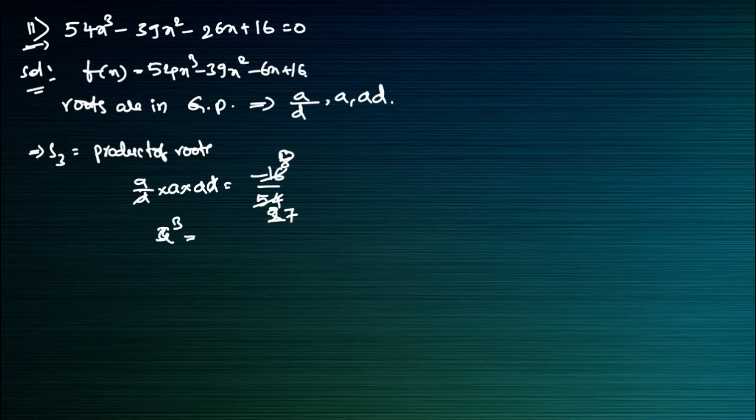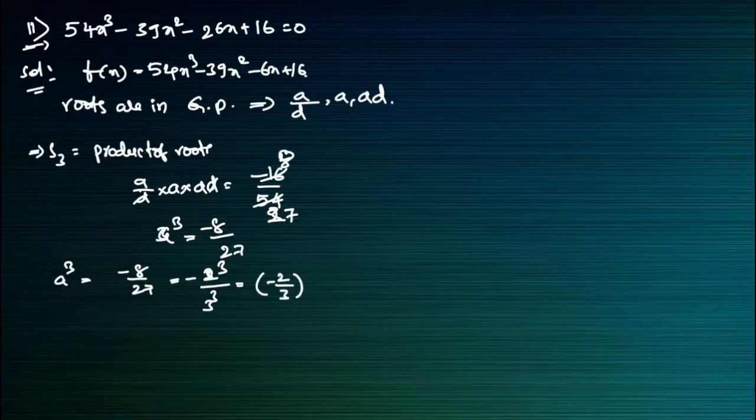A cube is equal to, here 8 divided by 27 will come, and here minus will come. From this, a cube is equal to minus 8 divided by 27. I will write this as 2 to the power of 3 divided by 3 to the power of 3, so it will become minus 2 by 3 whole power of 3. So a cube is equal to minus 2 by 3 whole power of 3.